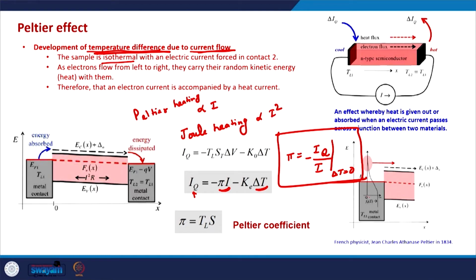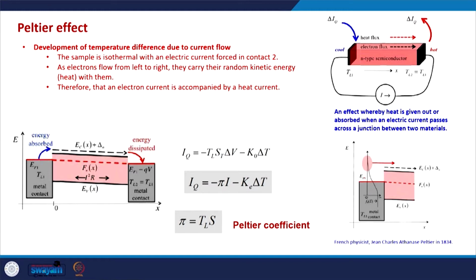The origin of Peltier heating can be understood from the Fermi distribution on both sides, as we understood from this particular diagram, that high energy electrons are taken from the left contact and put into the right contact. That is how heat is absorbed from the left contact and given to the right contact.